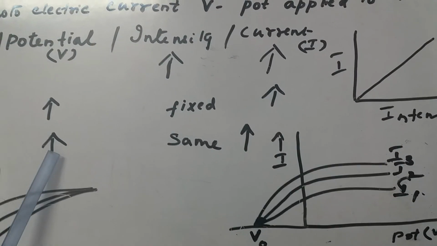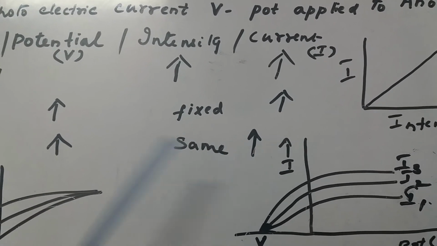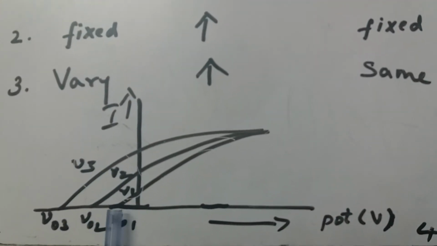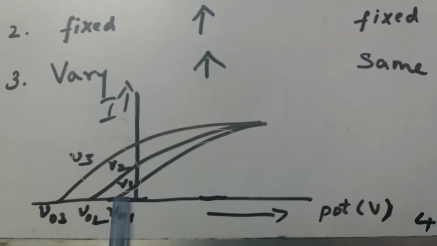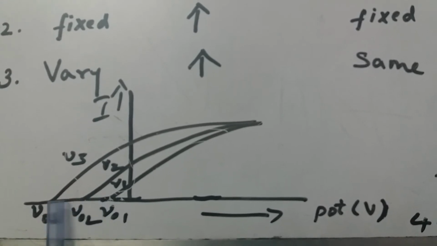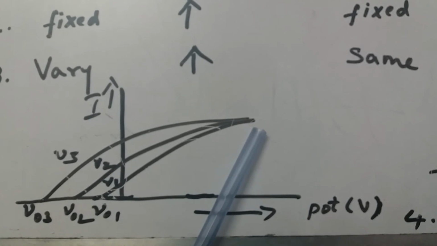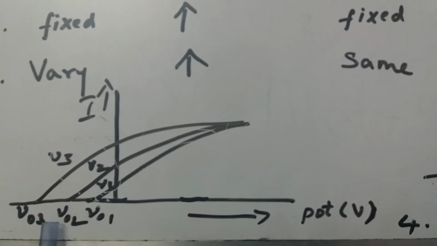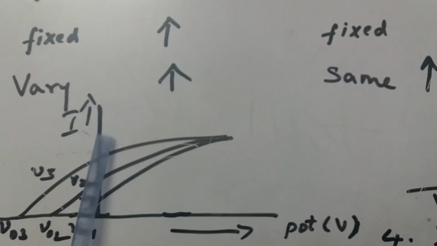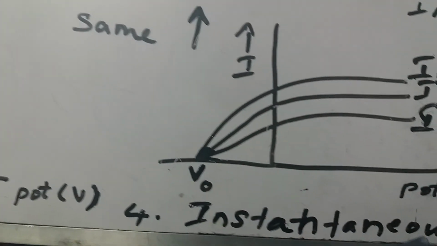Here again the potential of the anode is increased and it is seen the current also increases. But this frequency, or the threshold frequency which I have already mentioned as the minimum frequency required for the photoelectric emission, is independent of the intensity of light. Whatever be the intensity of the light, the moment the light which is falling on it has threshold frequency, the photoelectric emission takes place and you have the current increasing. The fourth law is it's an instantaneous process.